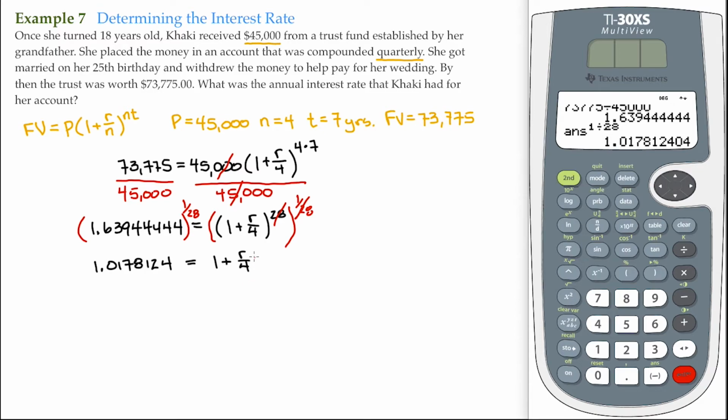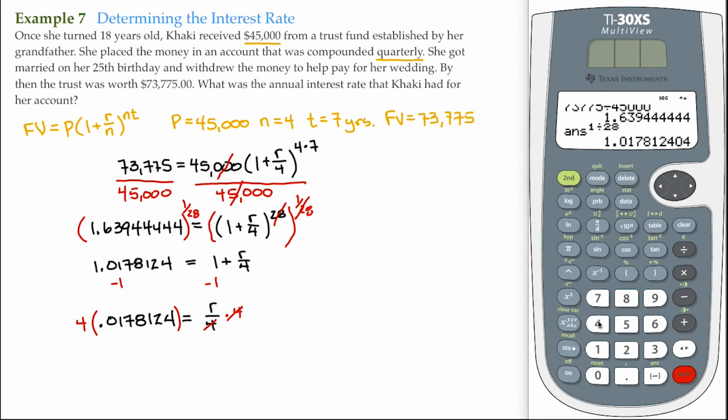We continue with our algebra. We need to isolate this term here so we can get to the variable. We'll subtract 1, subtract 1, 0.0178124. That's equal to r over 4. Continuing with algebra, we'll multiply both sides by 4. These will cancel.